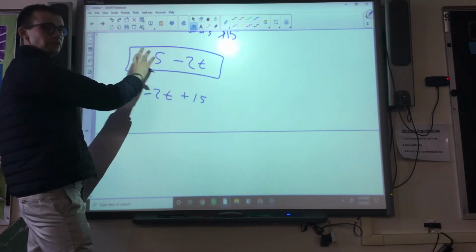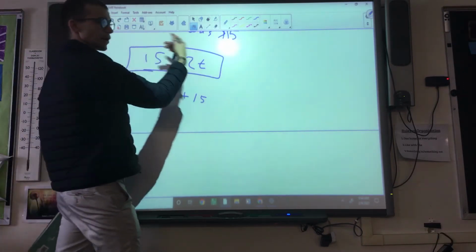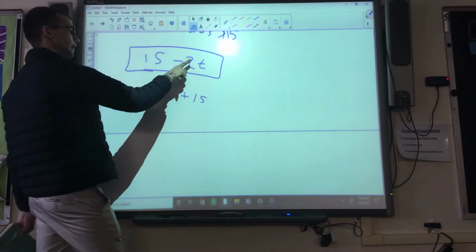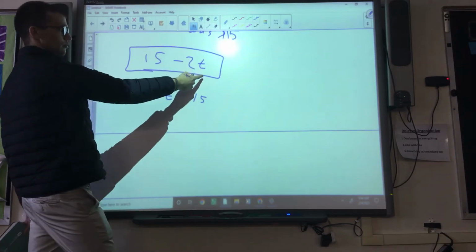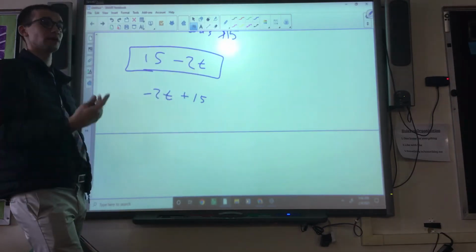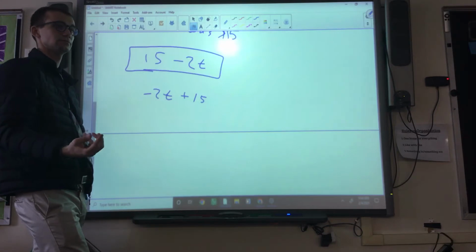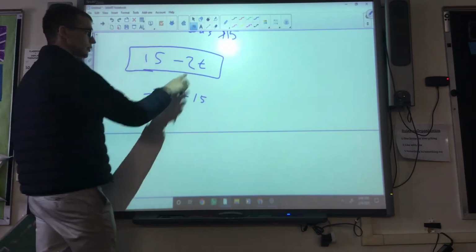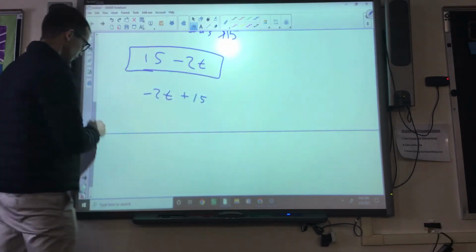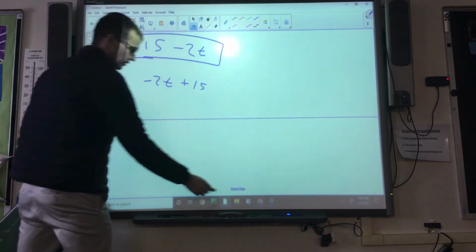But so you start off with the $15. You're taking money off because it's a coupon. And it's double what it was originally worth. They don't tell you how much it's originally worth, so that makes it an unknown number, which is a variable, and it's 2 times that. So 15 minus 2T.